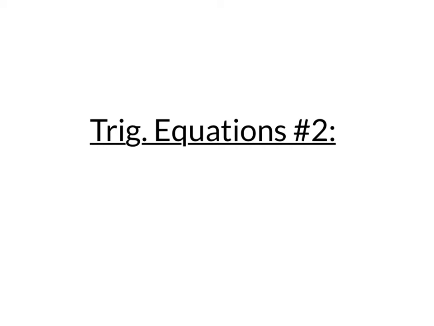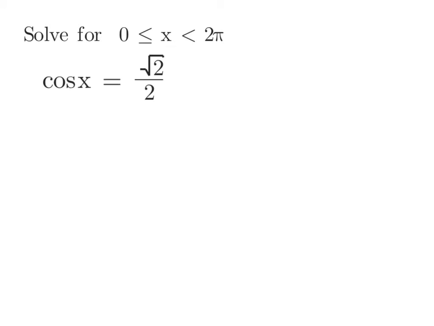I want to take a look at solving some more trig equations, but of a different style than the ones that we're used to. We've been solving equations like cosine x equals root 2 over 2 for x being between 0 and 2 pi. We did that by using inverse cosine, or even just thinking what value of x would make the cosine of x be root 2 over 2.